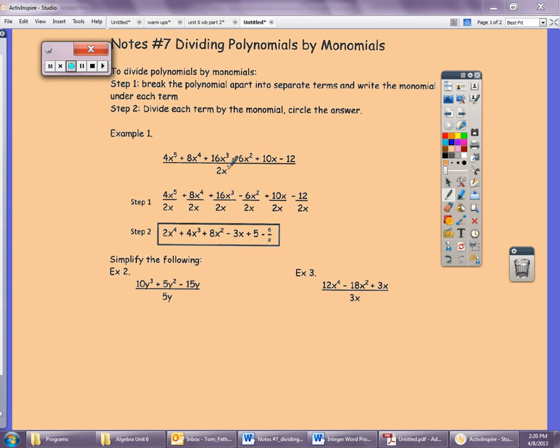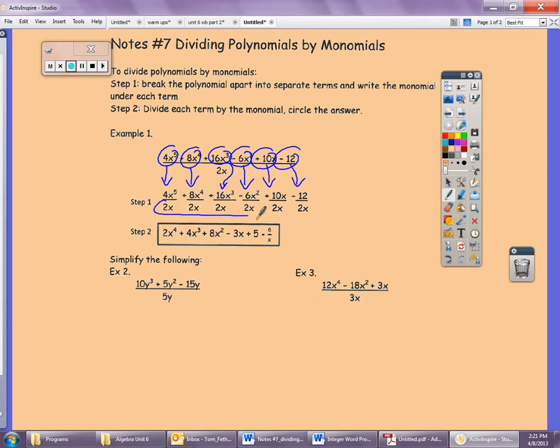answer. So with this first example here, we have our polynomial, which is 4x to the fifth plus 8x to the fourth plus 16x to the third minus 6x squared plus 10x minus 12 divided by 2x. So step 1 says we break these apart into the terms. Well, here's all of our terms. So we break that apart into the terms and put 2x under each of these terms, and we simply divide.